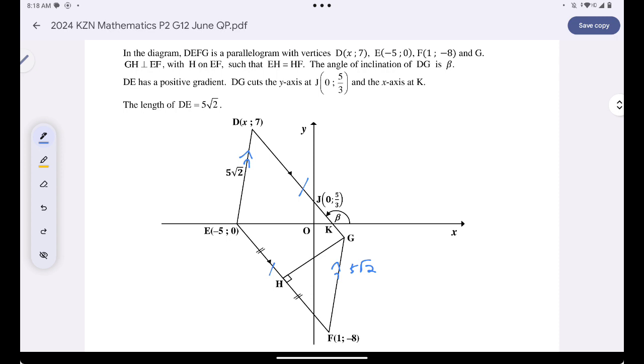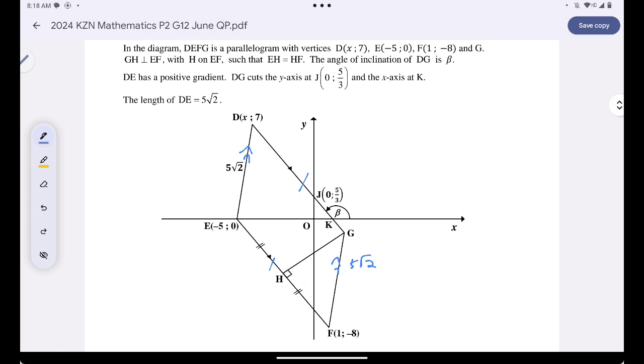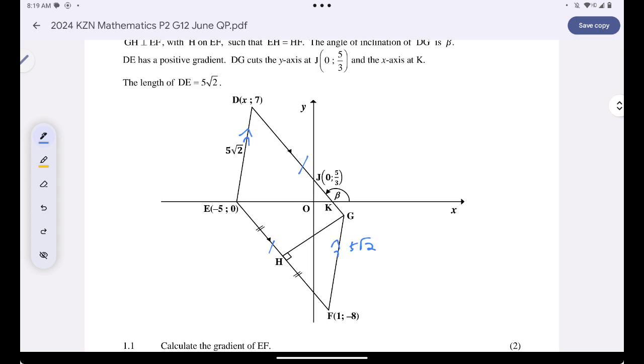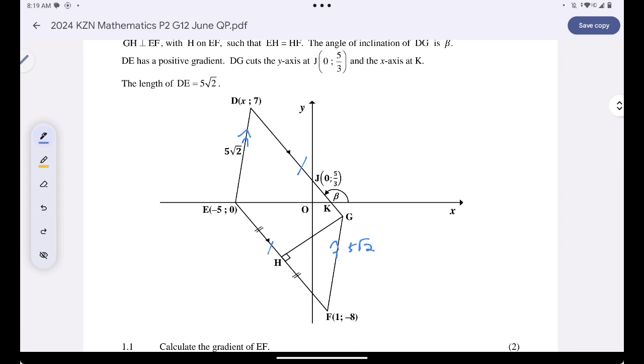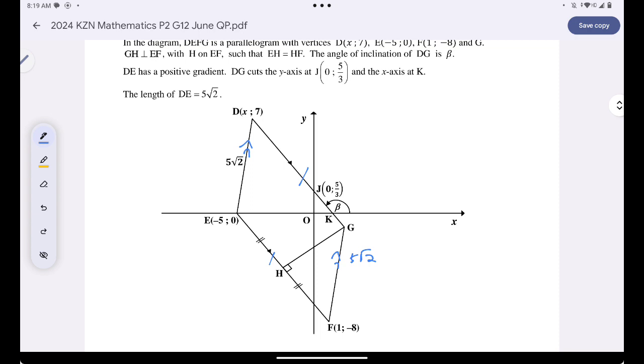Further information: I'm given that GH and EF are perpendicular to one another, with H on line EF such that EH is equal to HF. So basically they're telling me that GH is a perpendicular bisector. Why? Because it cuts the line EF perpendicularly and it bisects it as well. I'm told that the angle of inclination of DG is beta.